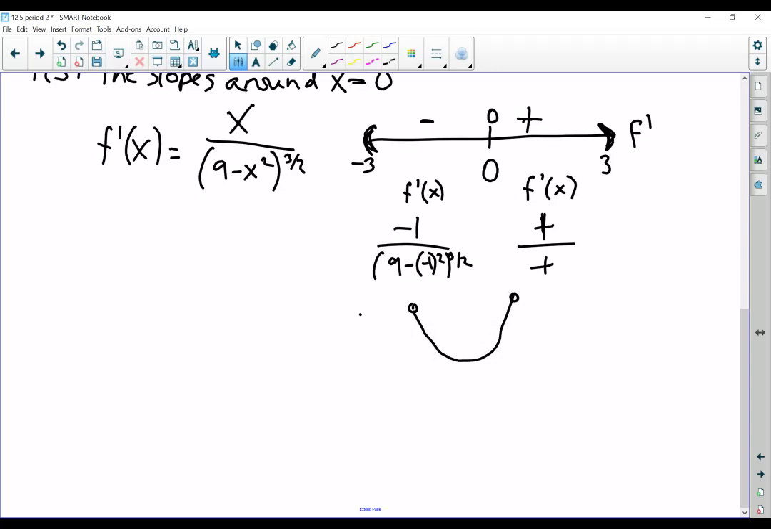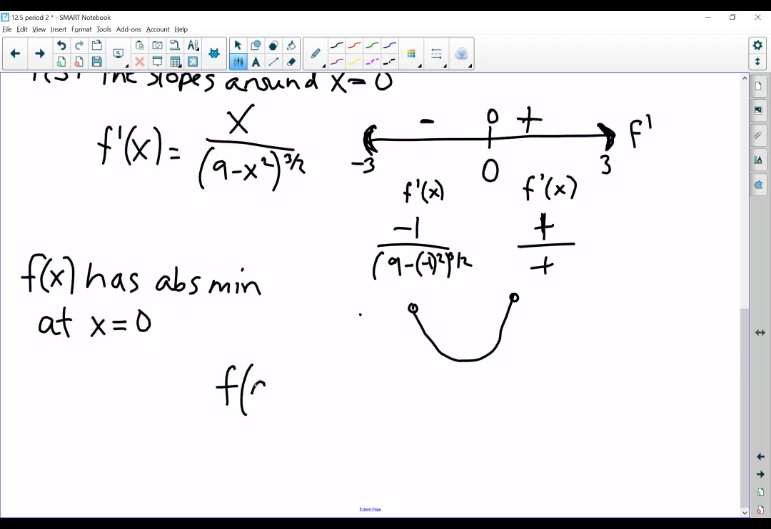Okay, what that tells us is that f of x has an absolute minimum because it only has one change in direction and it has open circle endpoints. And it has an absolute minimum at x equals 0. Now to figure out what that value is, let's plug in 0 to the original function. That's going to give me 1/3. So it actually has an absolute minimum of 1/3 at x equals 0.